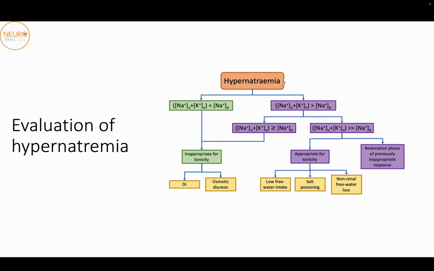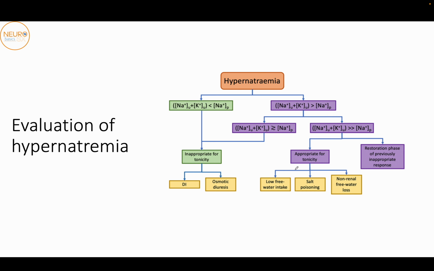So we're expecting that a patient who is hypernatremic should have a high concentration of urine sodium and urine potassium. If it is much, much higher than the plasma sodium, it means that it is appropriate for tonicity. For a patient who is hypernatremic, we are expecting the urine to be concentrated, and the urine sodium and potassium should be very high as compared to the plasma sodium. So that would be appropriate. And that is when the problem does not lie in the kidney, right?